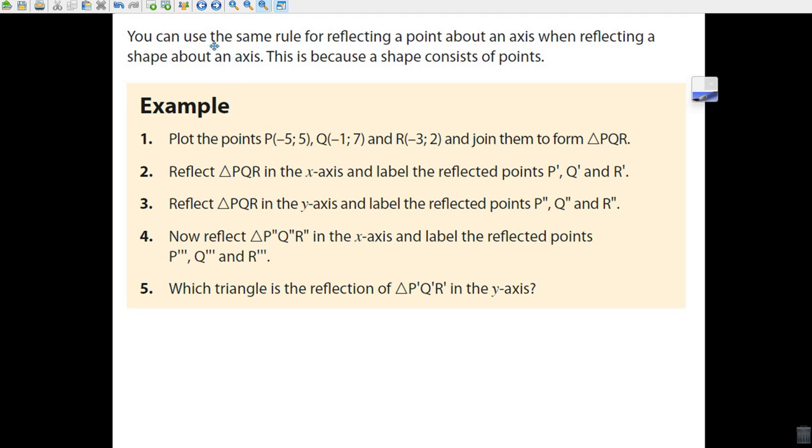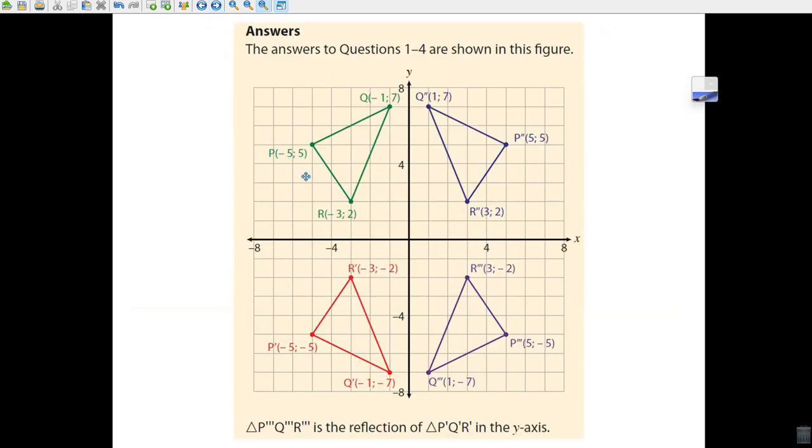Now I'm going to say these questions. Let's look at the picture here. Now if we graph these points, P, Q, and R, and connect it, we got a triangle right here. Now if they said to us, reflect this triangle in the y-axis, this is what we do.